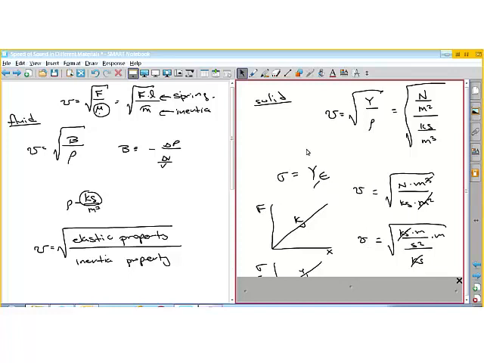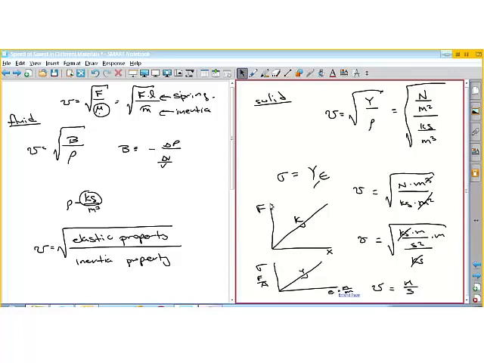So the purpose of this whole thing was just to show you that the units do work out. Even though this is newtons per meter squared, and this is kilograms per meter cubed, the ultimate units are meters per second, which is what velocity is, whether it's the velocity of a wave or velocity of an object. Okay.